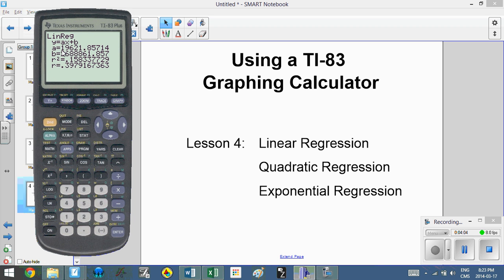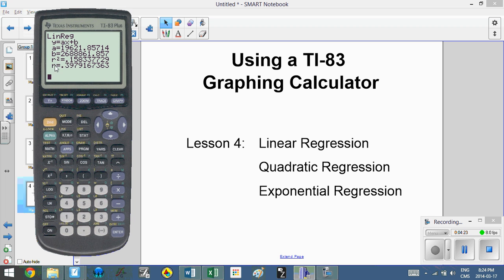A is 19,621, and b, or the initial value, is 2,688,861. So they're big numbers, but we were working with fairly large numbers in the first place. We were working in the millions, so having values in the millions definitely makes sense.